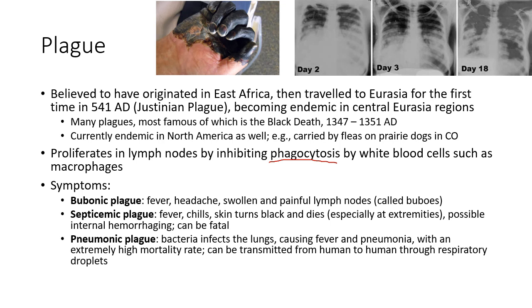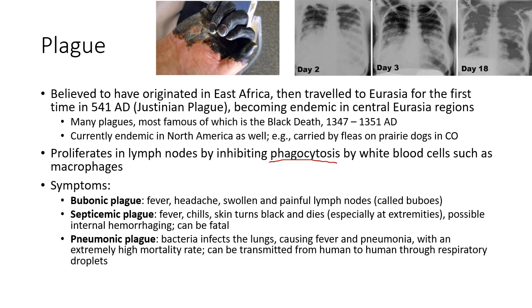The symptoms of plague, in increasing order: first you can get bubonic plague. This is where you get fever, headache, chills, swollen and painful lymph nodes, and those swollen lymph nodes are called buboes, which is where bubonic plague comes from. The second part is septicemic plague. This is when the bubonic plague goes further and gets worse. And that's going to be fever, chills. The skin is going to turn black and die. So you see an example of somebody's hand up in the top that has septicemic plague. And you can have internal hemorrhaging, and it can be fatal.